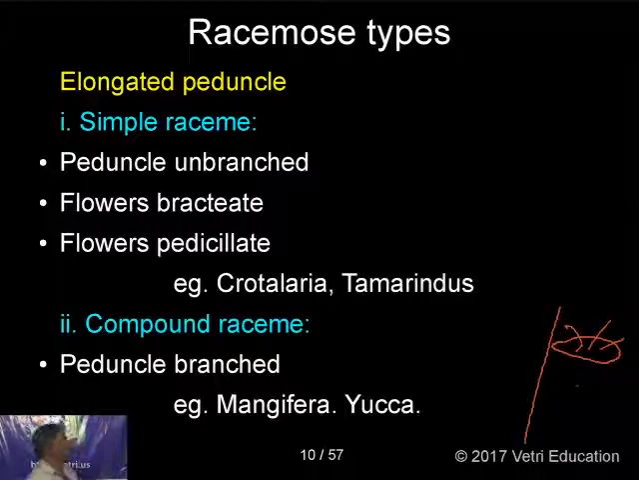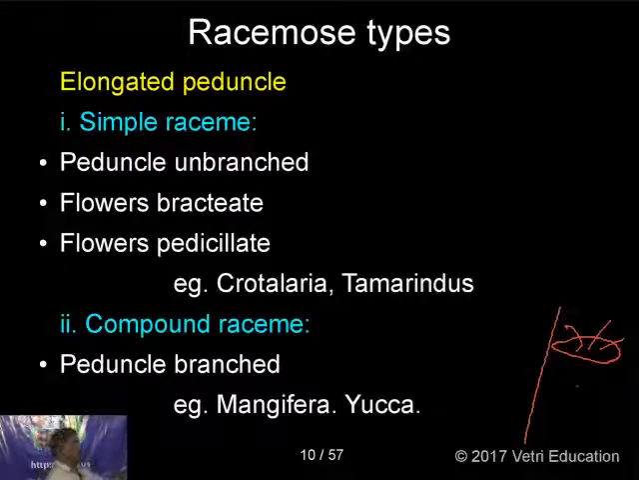So now let us see the elongated peduncle. Number one is simple raceme, where the peduncle is unbranched, flowers bracteate, flowers pedicellate, a very important point here. The flowers are bracteate and also pedicellate. In a simple raceme, the pedicel is there. Examples: Crotalaria and Tamarindus. A branched raceme is called a compound raceme. Examples: Mangifera and Yucca.